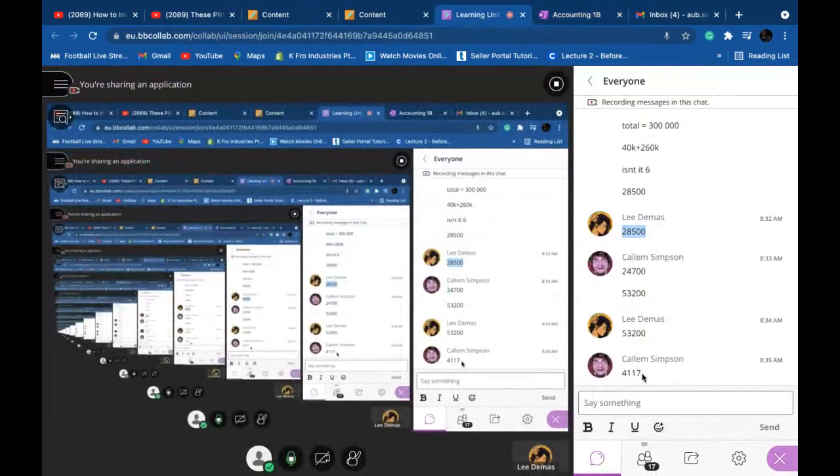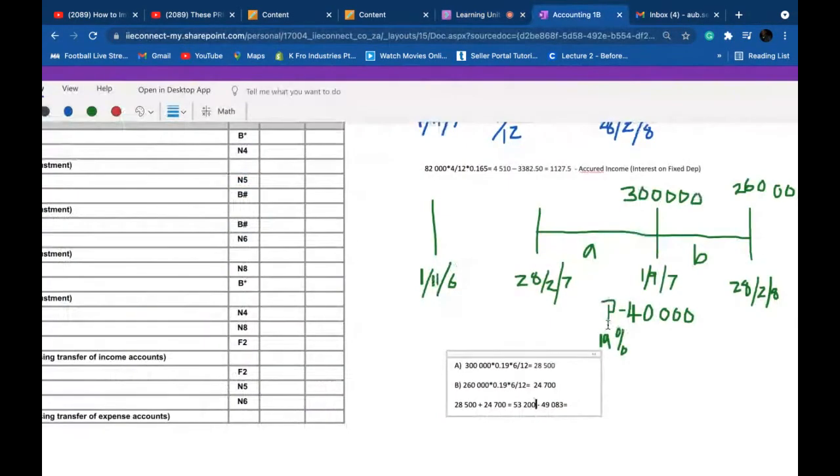4,117, 100% correct. Okay, I see our numbers have increased even more. Welcome, welcome. Whenever you logged in, more than welcome. We're doing question 4.1. So this 4,117 is now what we need to record in our books. We want to record the discrepancy, the shortfall.